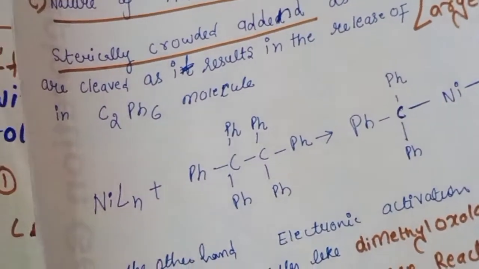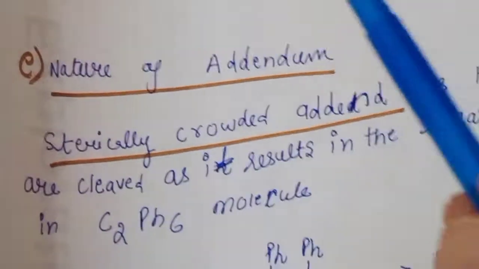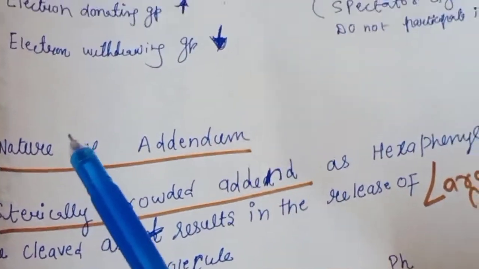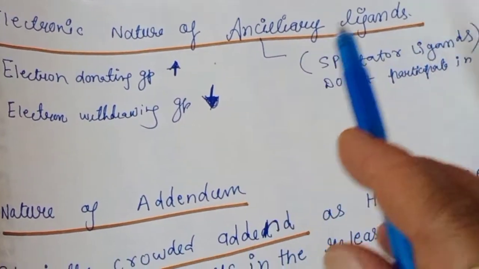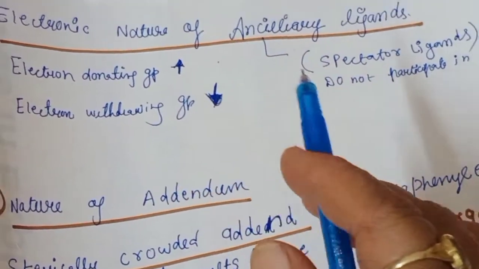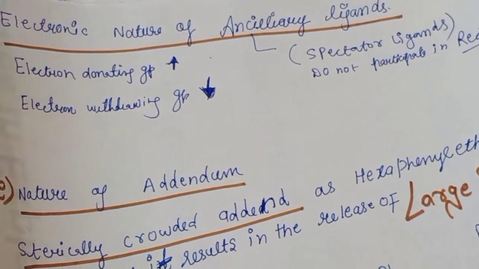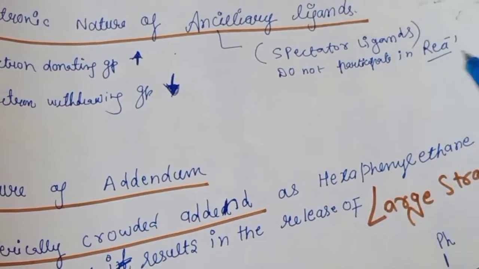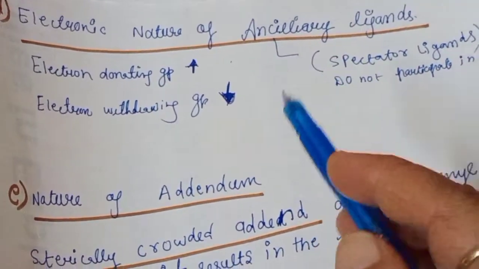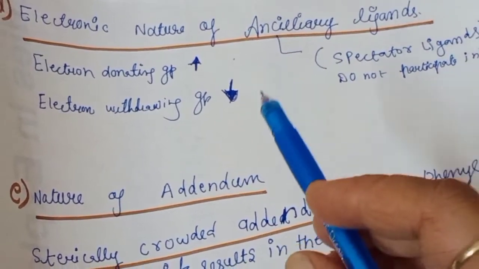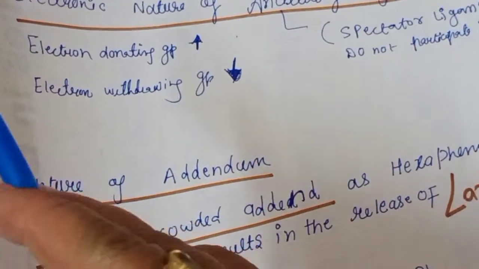So the next point is the electronic nature of the ancillary ligands. What are these ancillary ligands? They are spectator ligands which do not participate in the reaction, but they are there. Which type of ligands will help in the oxidative reaction? The electron donating groups.